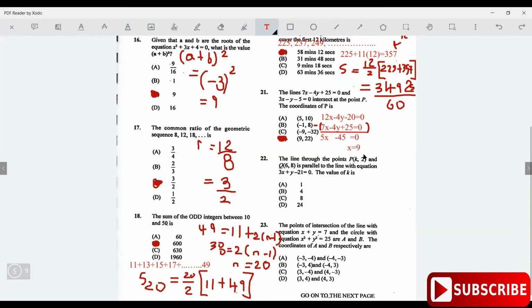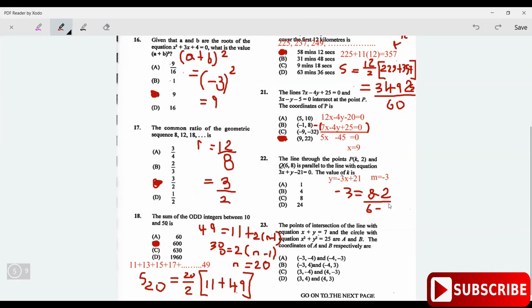Now this line is parallel to the line PQ, and parallel lines have the same gradient. And so rewriting this line, making y the subject, y is negative 3x plus 21. Since y is negative 3x plus 21, then what we know is the gradient is negative 3. We know that negative 3 is equal to the gradient of PQ. So 8 minus 2 over 6 minus k is negative 3.